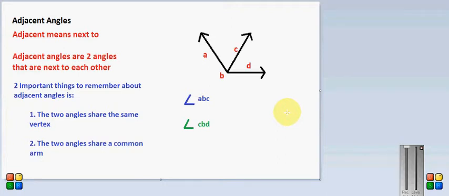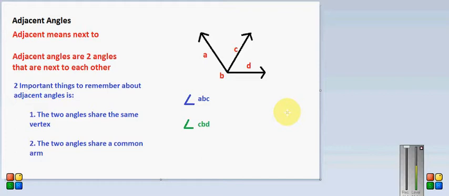Welcome back. Following on from last lesson where we looked at complementary and supplementary angles, we're now moving on to what we call adjacent angles. So the first thing that we need to know is that adjacent means being next to, okay? So when we're looking at adjacent angles, what we're really trying to look at is angles that are next to each other. Now for angles to be next to each other, there's two really important things that we need to know.